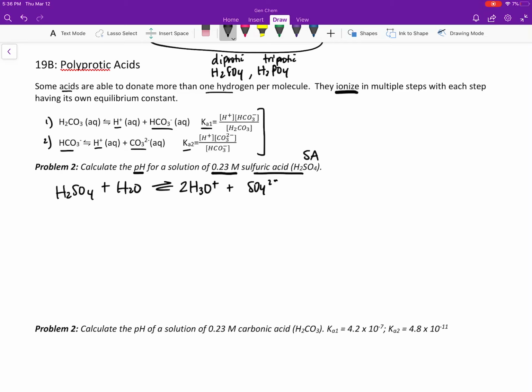Hold on, let me make sure I got this right. So I have 1, 2, 3, 4, 1, 2, 3, 4, 5, 1, 2, 3, 4, 5, 6. So I'm going to add a 2 in front of the water because each water is going to take 1 proton, giving me 2 hydroniums and 1 sulfate ion.